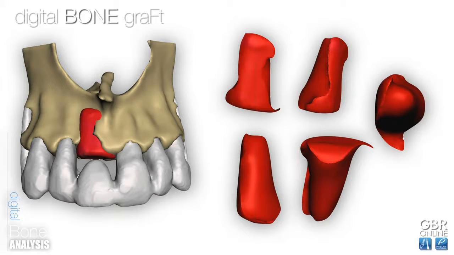Okay, so this is what I meant by looking at the virtual volume and looking at the bone graft and deciding now what's the easiest and simplest way to get the bone that you need.